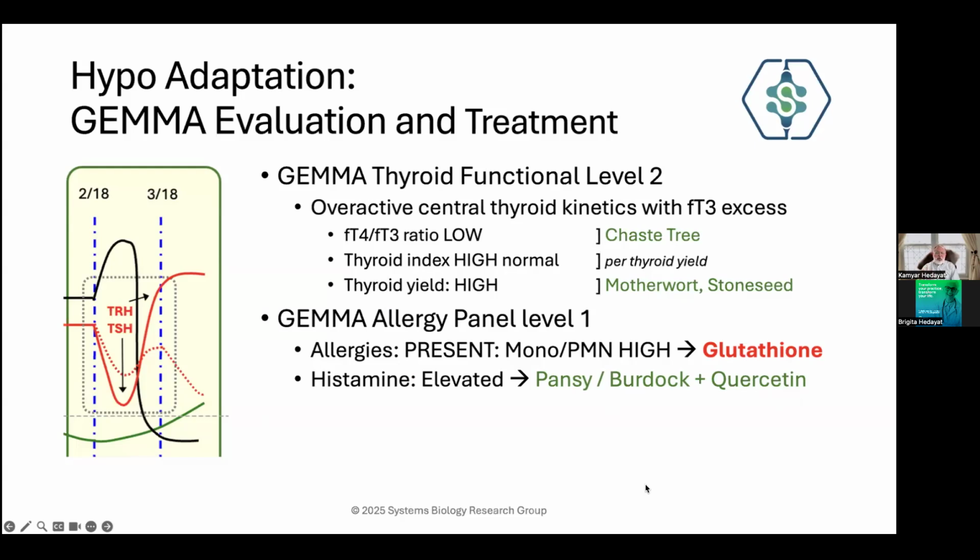So again, how do you know when to use glutathione? How do you know when to use rhodiola or this or that? The panel will rationally recommend some proposals to you to consider.